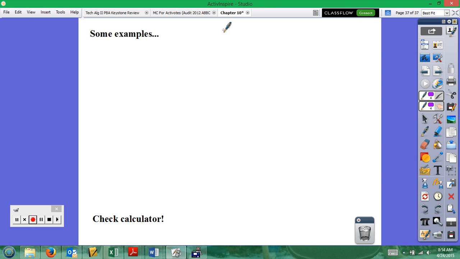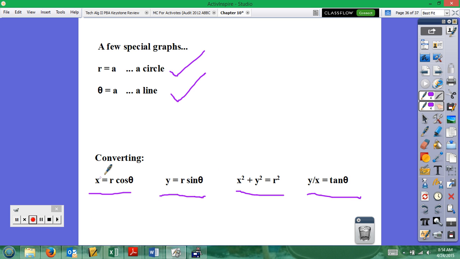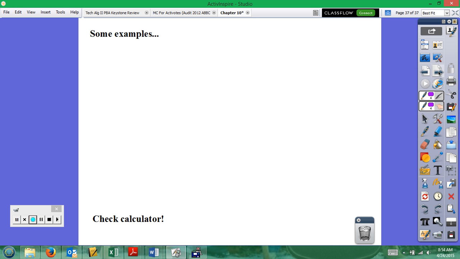Okay, for time's sake, I think we will save some of the converting for in class. But again, your converters are right there. And we'll look at taking some Cartesian equations, turning them polar, and vice versa at a later time.